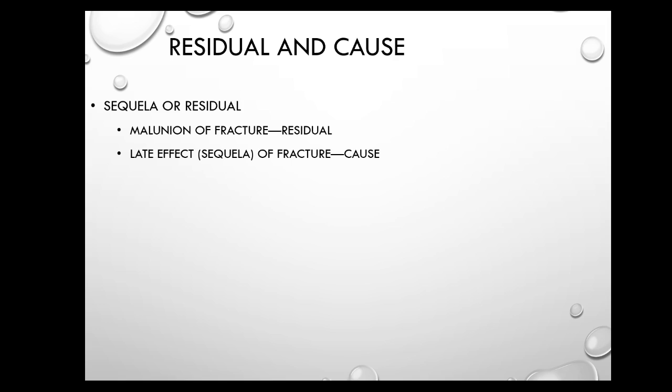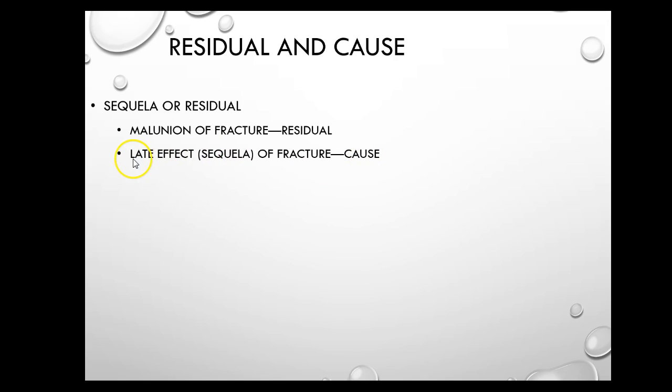Now we have the residual and the cause. The word sequela represents a residual condition. A residual condition is the problem of a condition that existed in the past that's still being treated today. For example, malunion of a fracture. This is when the fracture heals inappropriately. That represents a residual of the actual fracture that happened sometime in the past. We also have the term late effect, which at this point is called sequela of fracture, which is the cause.